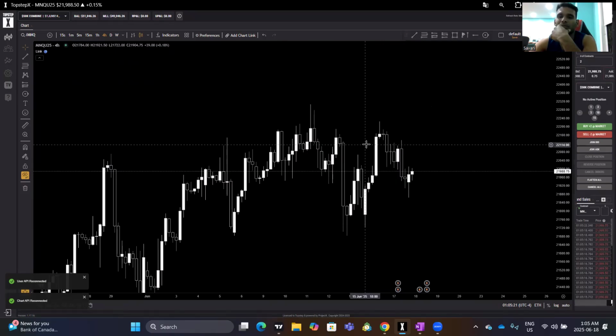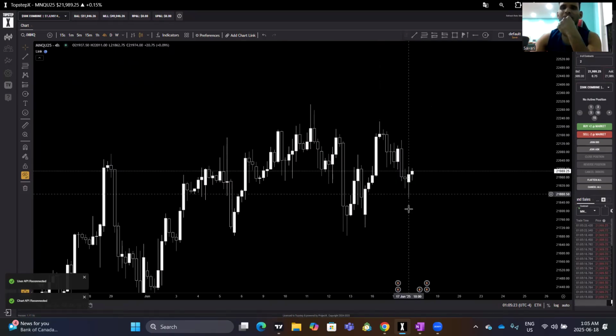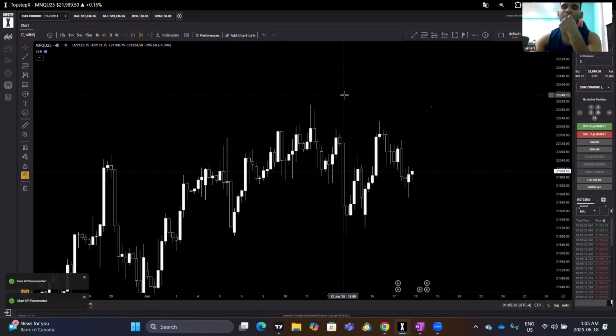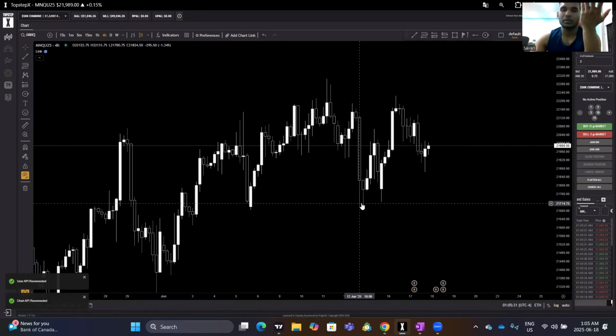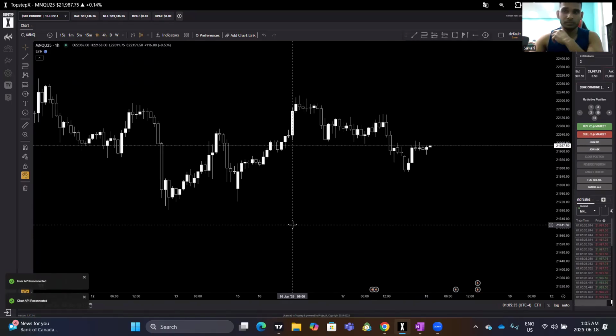So price is inside the H1 bullish fair value gap. I was not sure: if this holds the price, then the draw on liquidity is going to be higher. If it flips, then the draw on liquidity is obviously going to be this low. So it's obvious, right?